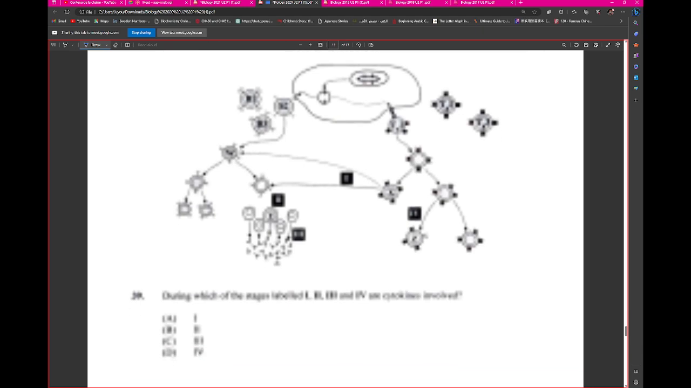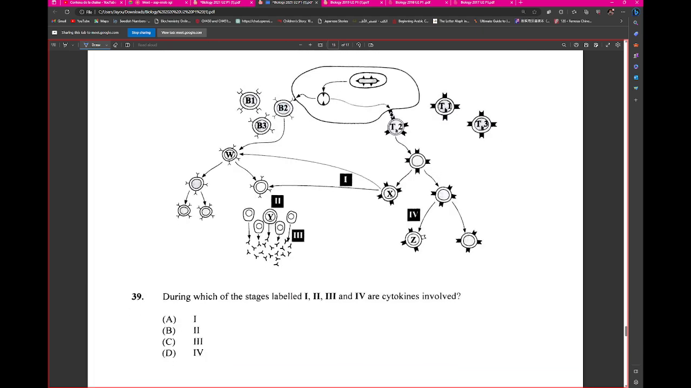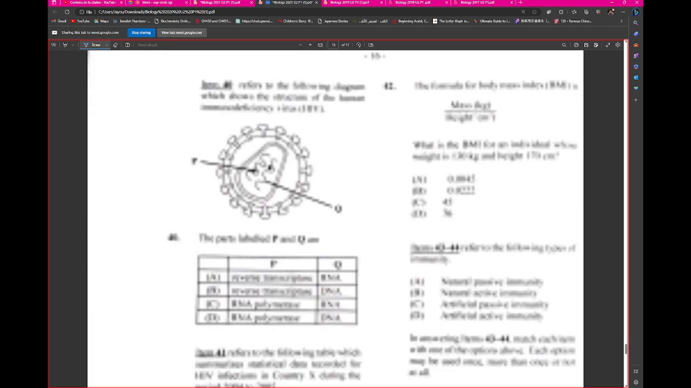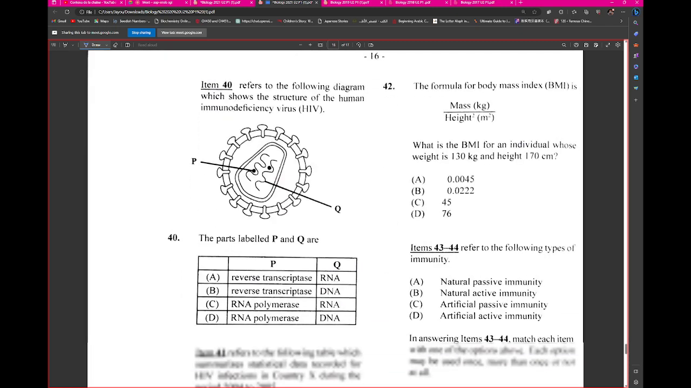This is also a repeated question, I do believe, and we're looking at where cytokines would be involved, and we're saying that 1 is where that would be involved, right? Looking at this now. 40, the particles P and Q are, what is P? Is it reverse transcriptase? My answer is A.